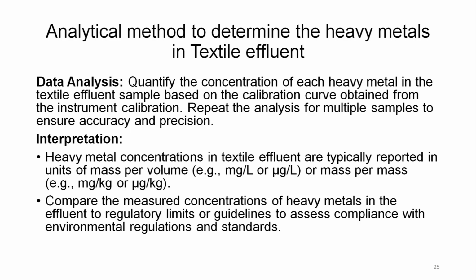Interpretation. Heavy metal concentrations in textile effluent are typically reported in units of mass per volume, milligram per liter or microgram per liter, or mass per mass, that is milligram per kilogram or microgram per kilogram. Compare the measured concentration of heavy metals in the effluent to regulatory limits or guidelines to assess compliance with the environmental regulations and standards.